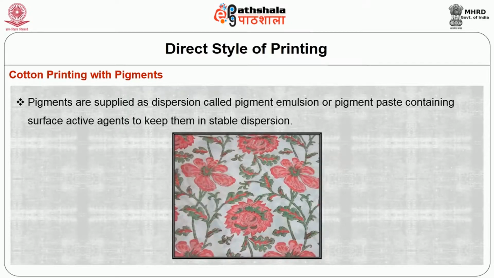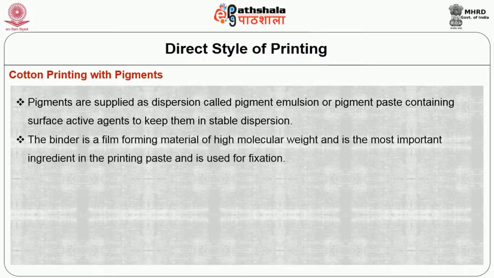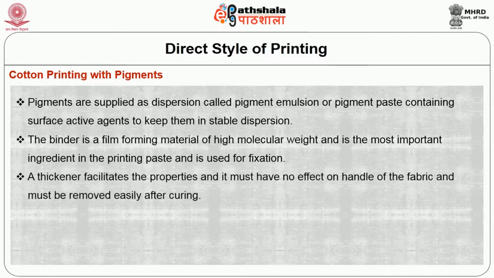Pigments are supplied as dispersion called pigment emulsions or pigment paste containing surface active agents to keep them in stable dispersion. The binder is a film forming material of high molecular weight and is the most important ingredient in the printing paste and is used for fixation. A thickener facilitates the properties and it must have no effect on handle of the fabric and must be removed easily after curing. A suitable thickener is an emulsion thickener.